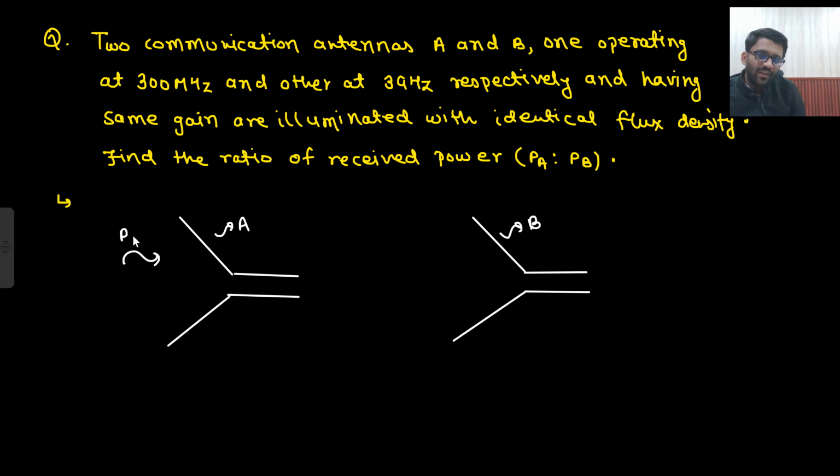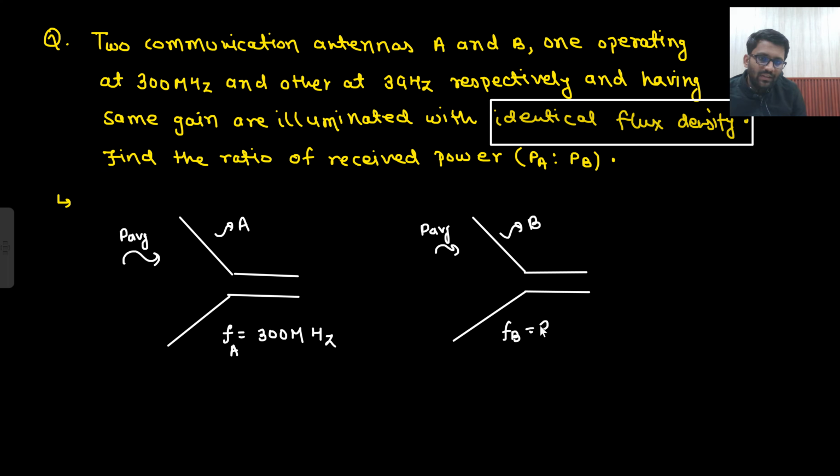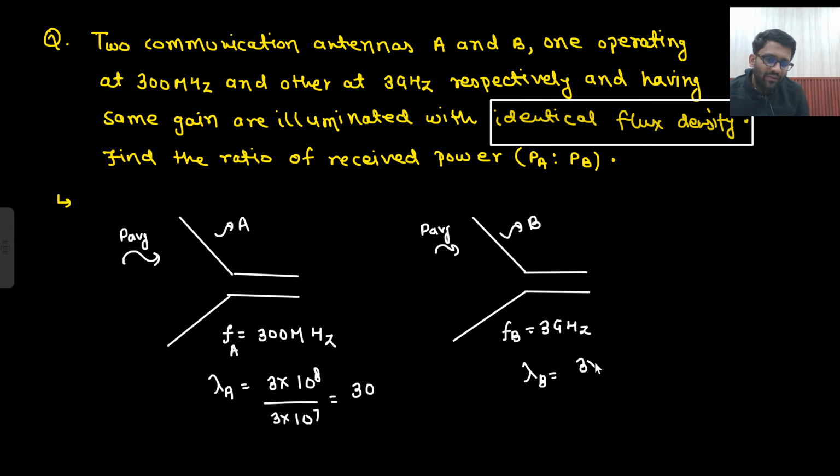Here how much power is coming? P average only, and here also P average is coming. Illuminated with identical flux density or power density, this is what they mean. For A the frequency is 300 megahertz, and for B the frequency is 3 gigahertz. So can I find the value of lambda? Lambda will be c by f. So 3 into 10 to the power 8 divided by 3 into 10 to the power 8 ... for A that would be 1 meter, and for B, c by f would be 0.1.